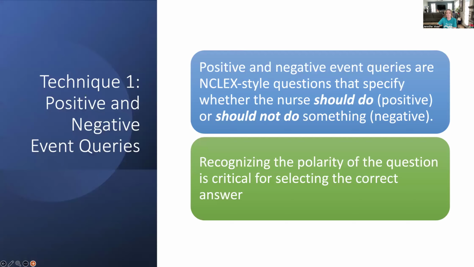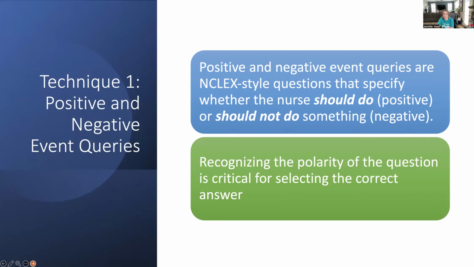So, all right, let's get into it. So the first technique we're going to talk about is really, I called it positive and negative event queries, but really this should be called like understanding what the heck the question is actually asking you. So positive and negative event queries are NCLEX style questions that specify whether the nurse should do, that's positive, and you're going to hear me say polarity. So that's positive polarity or negative polarity. So questions that are positive, event questions of positive polarity, right?